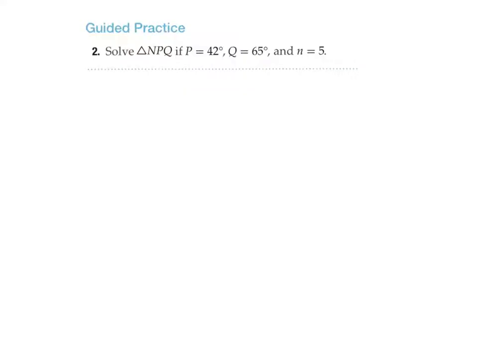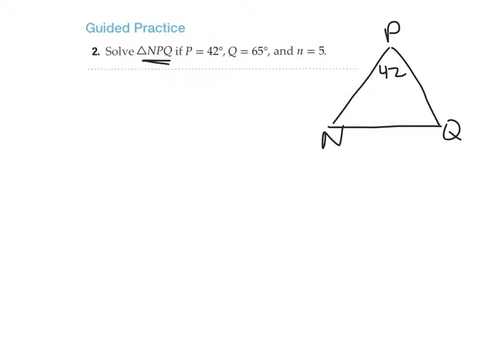On this problem, we want to first draw our triangle so we have a visual. So I'm going to draw a triangle, and I'm going to call it NPQ, because that's what it's called right here. I have P being 42 degrees, and I have Q being 65. The little n goes across from the angle of the big N, so this is 5. And if we do our math with our angles, this ends up being 73.